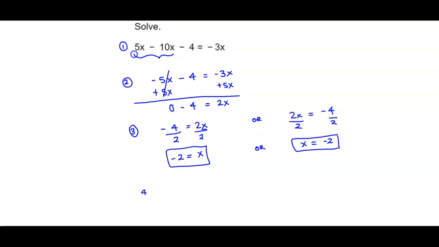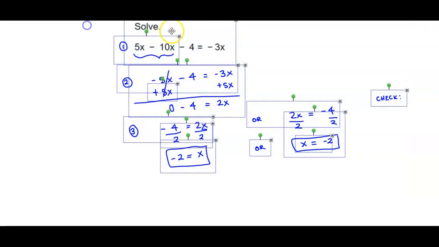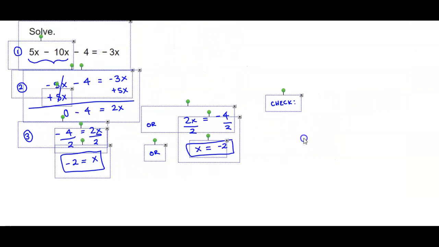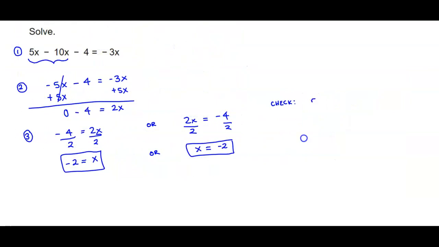Now, sometimes you may want to check to make sure your result works. So if we wanted to check, we would substitute this information back into the original problem. So I'm just moving this over to create a little more room. We have 5x minus 10x minus 4. We want to see if it's going to equal negative 3x. And we're going to plug in negative 2 for each value of x.